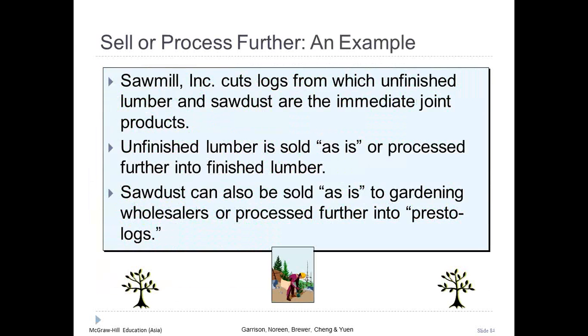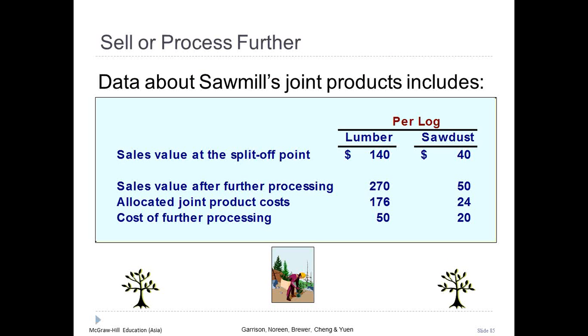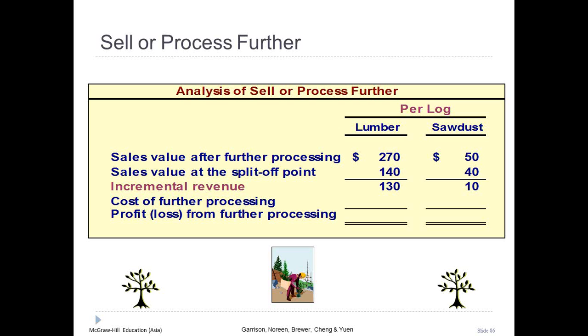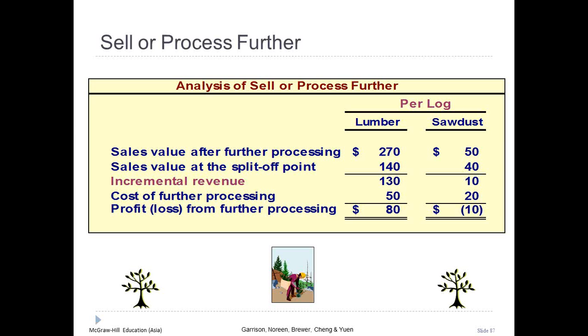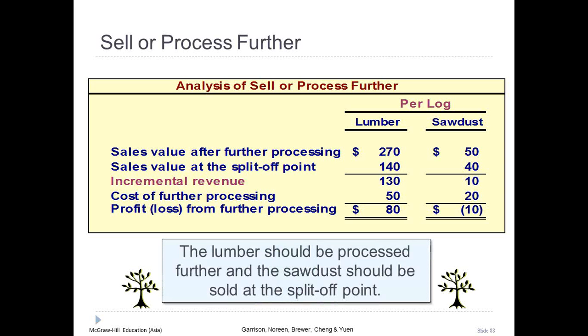So assume the facts as we see here for Sawmill Inc. Sawmill has 2 joint products, lumber and sawdust. Selected financial information is shown for each joint product. The incremental revenue from further processing of the lumber and sawdust is $130 and $10 respectively. The profit or loss from further processing is $80 for the lumber and $10 for the sawdust. The lumber should be processed further and the sawdust should be sold at the split-off point.